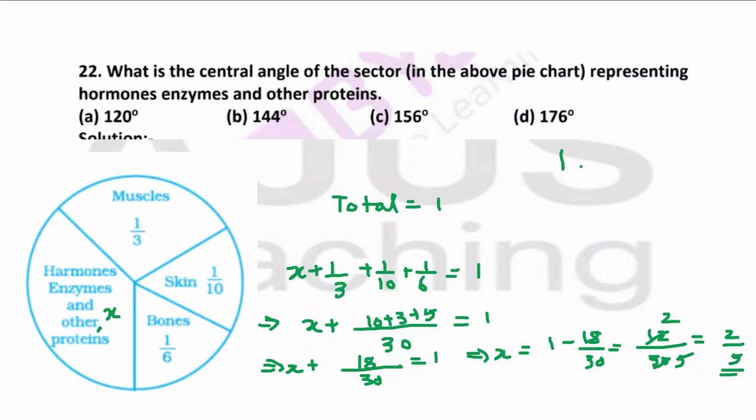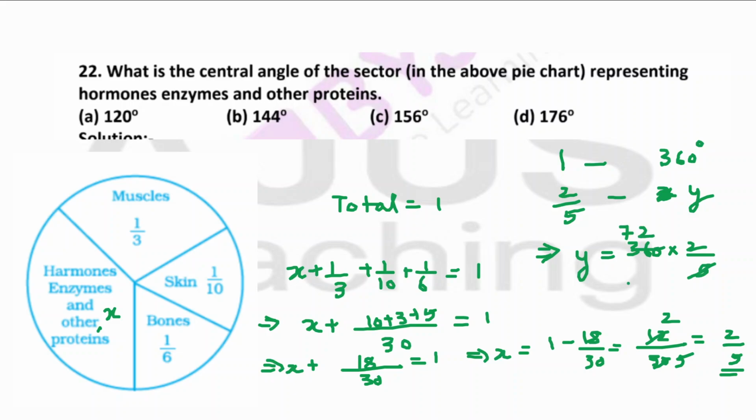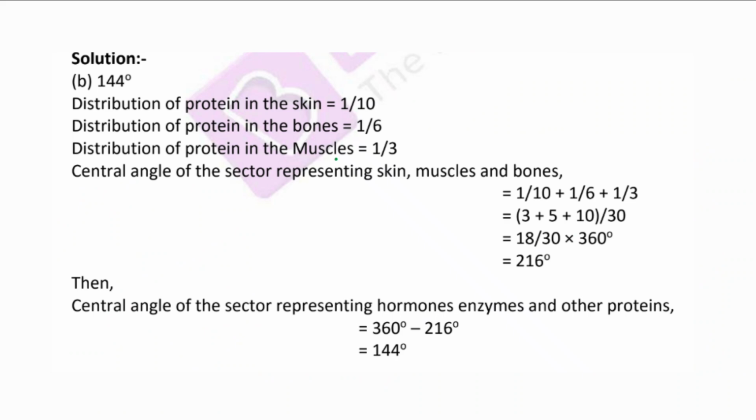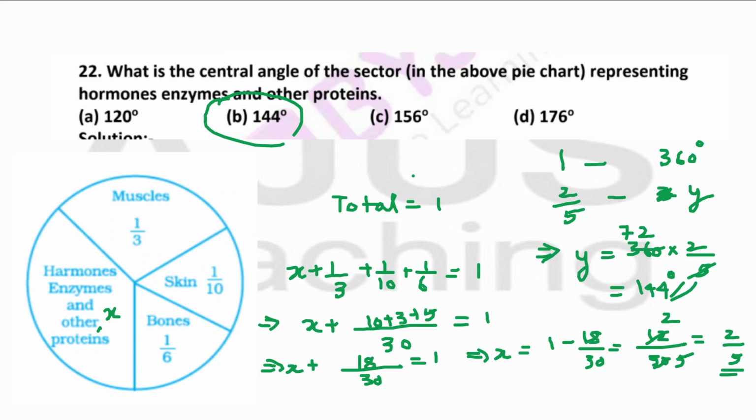That means the complete fraction 1 is 360 degrees. How much does the fraction 2 by 5 correspond to? Let it be y, since we already used x once. Now if you solve this problem, you will get y into 1 is equal to 360 degrees into 2 by 5. So 2 into this is 144 degrees. Okay, 144 degrees is the right option. Okay, now you please correct your solution, pause, resume.